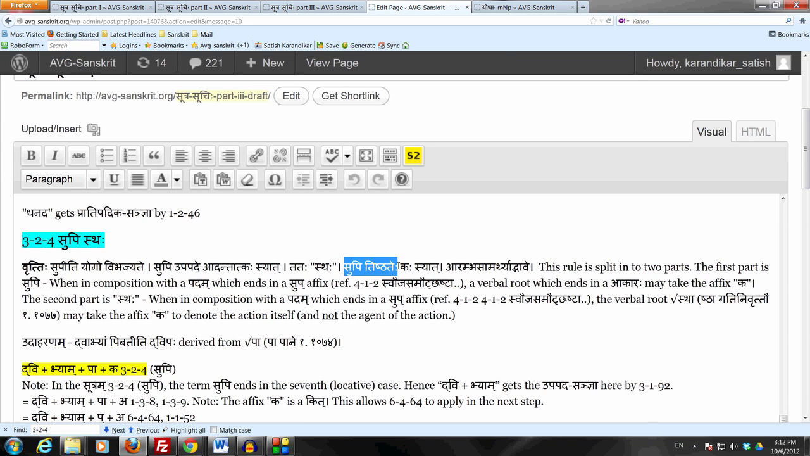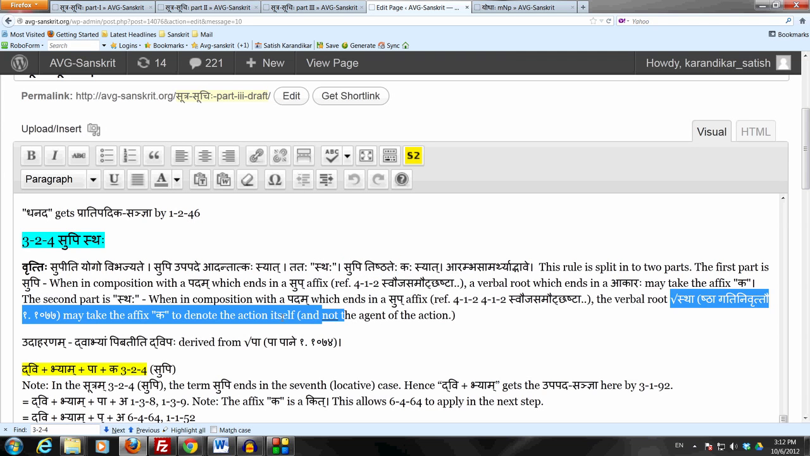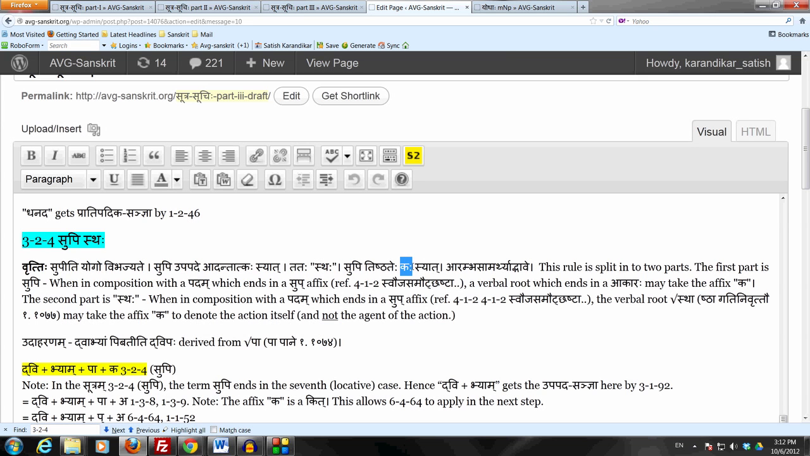Tishtatehe, this dhatu stha, which is shtha gati nivritto, which we have used many times. The same affix kaha is prescribed. And it says arambha samarthyad bhave. Arambha samarthyad bhave. Okay, what does that mean? It means that if we just say that the affix ka is prescribed after the dhatu stha, supi upapade, then what is the need for this sutram? Because the prior sutram supi itself covers that case.